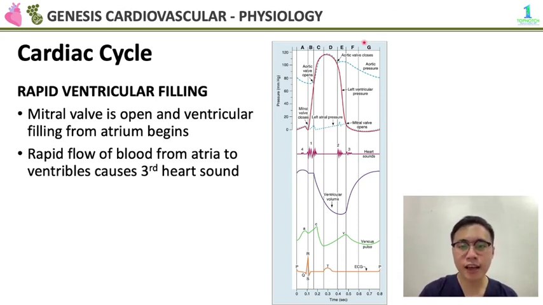So this is phase F in the figure over here, and you can see how the onset is marked by the opening of the mitral valve. So the moment that the mitral valve opens, ventricular filling from the atrium begins. The rapid flow of blood from the atria to the ventricles will lead to the production of the third heart sound. So this can be normal in children, but it's pathologic among adults.